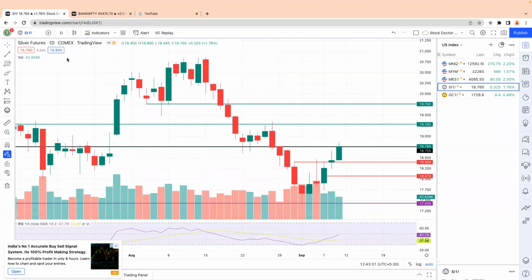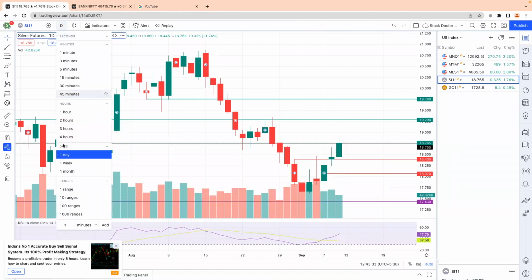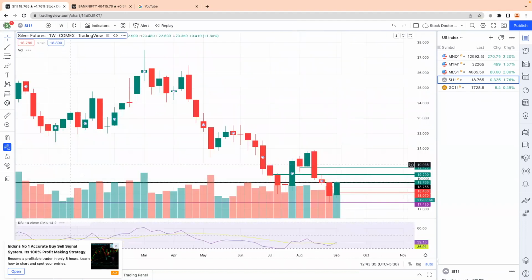If we see the weekly chart here for silver, the weekly chart looks strong, and by looking at this weekly chart, I think there are possibilities that silver might perform in the next week. Now we are going to talk about gold.